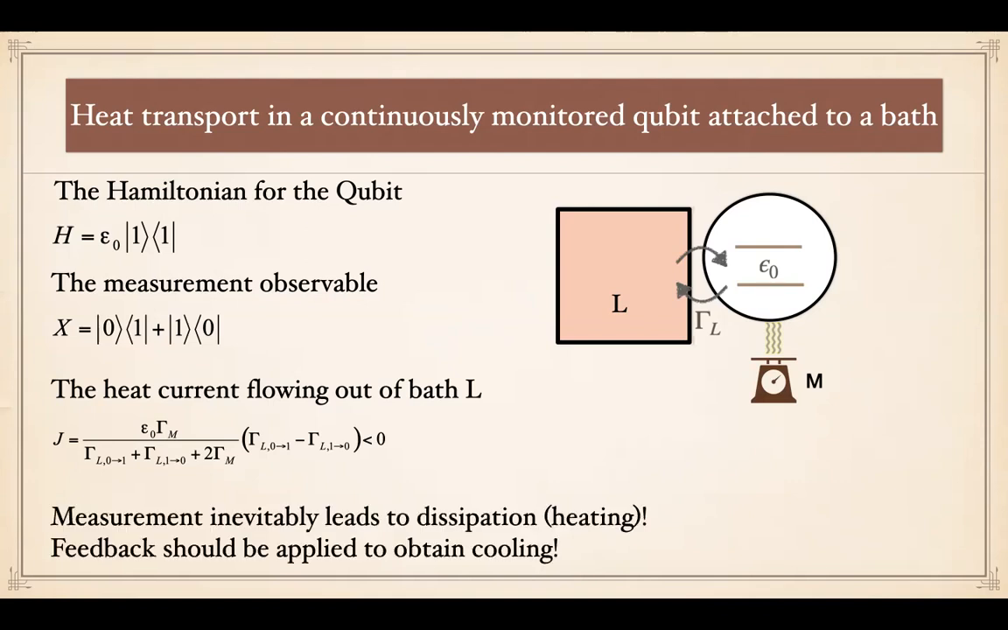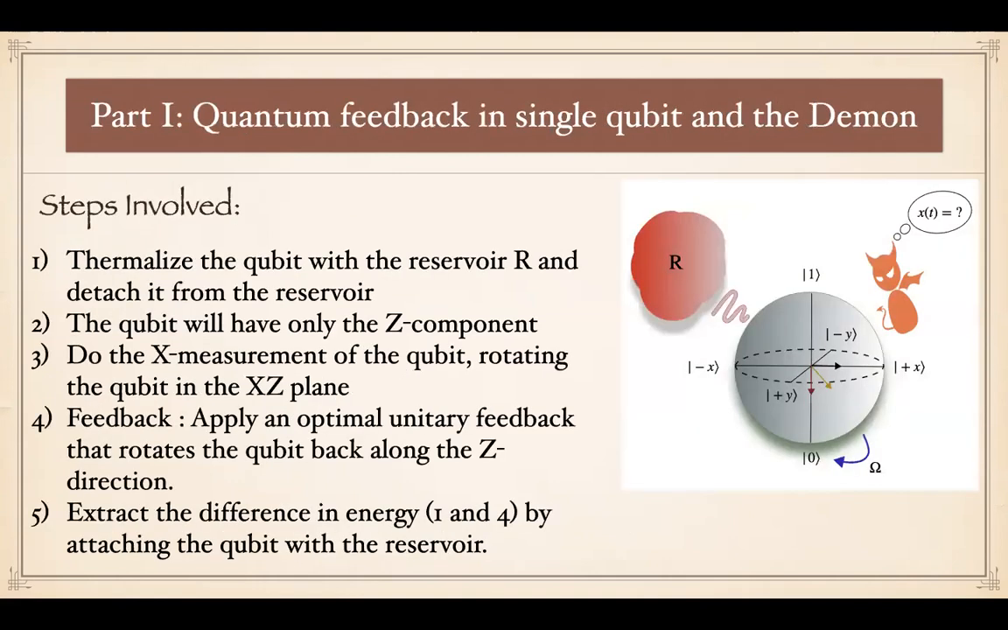So the conclusion from this slide is that measurement inevitably leads to dissipation in this kind of incompatible measurements I showed here, and feedback should be applied to obtain cooling. So that's why we want to include feedback on top of this measurement.